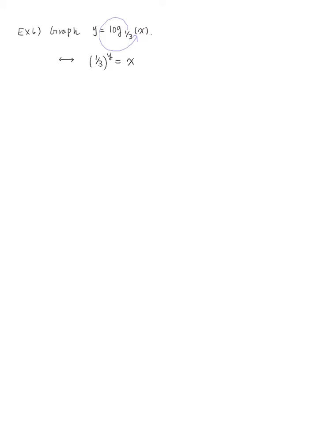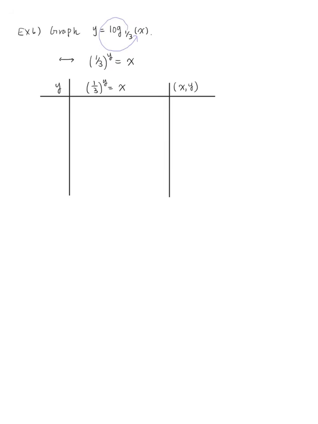And we're going to make a chart. Okay, I'm going to pick the same values as I always choose: -2, -1, 0, 1, 2, and 3. All right, let's do it. So when y is -2, we have (1/3)^-2. Well, isn't this the same thing as 3 squared, which gives us 9. So again, remember, our y is listed first. So here, as an ordered pair, we got (9, -2).